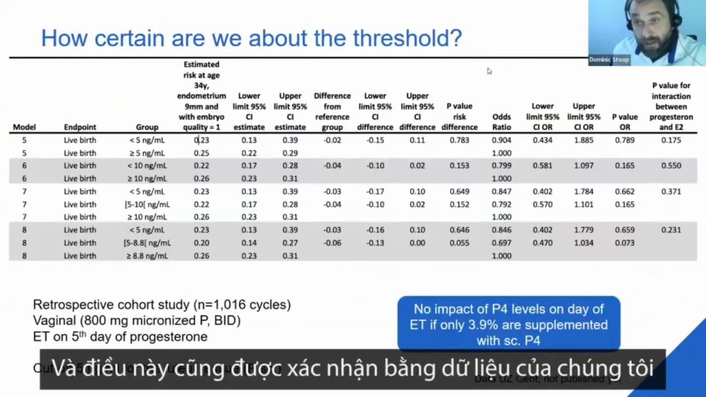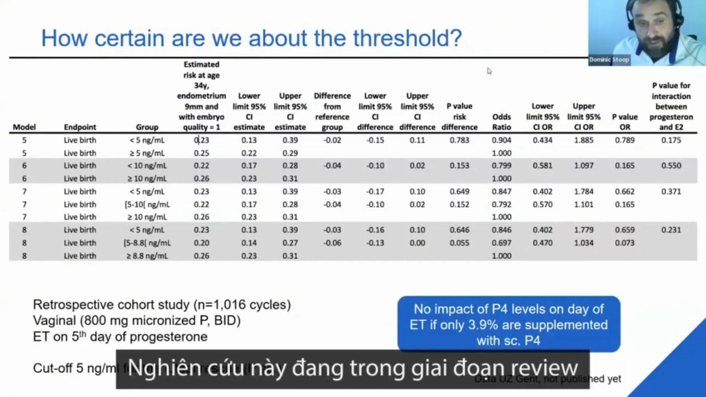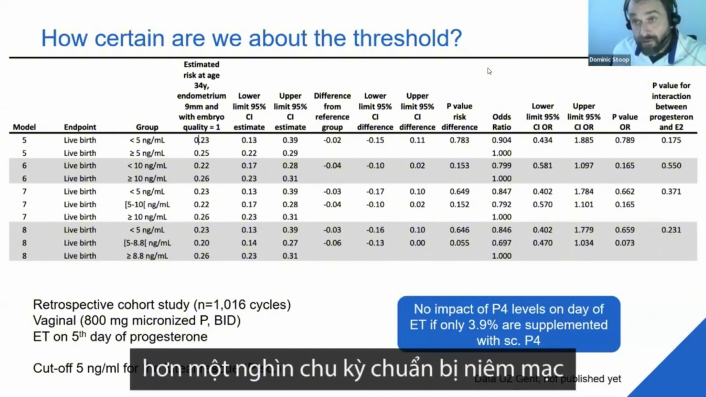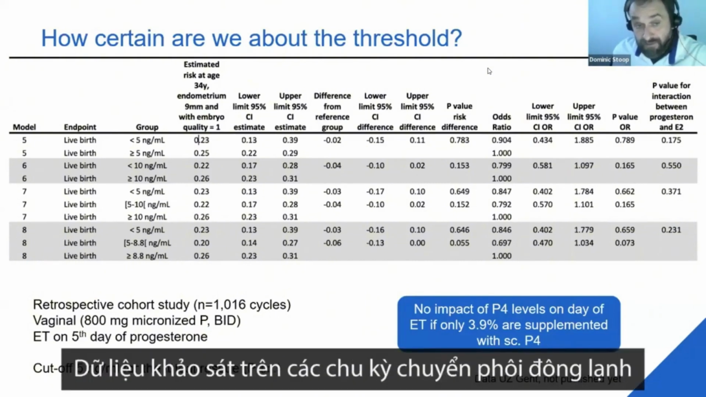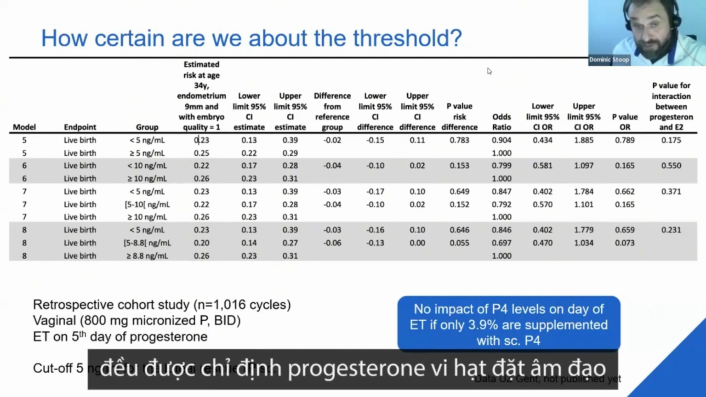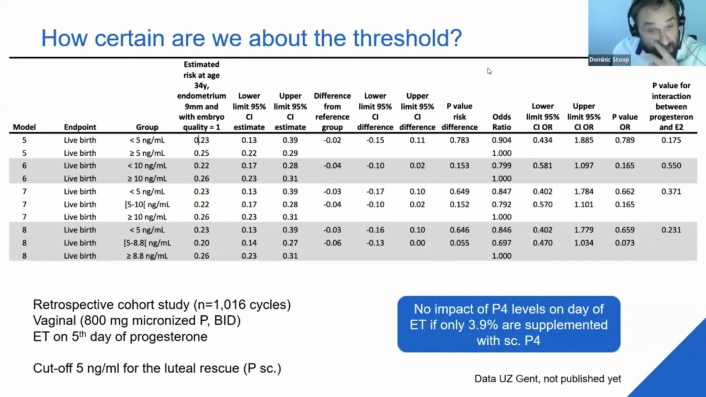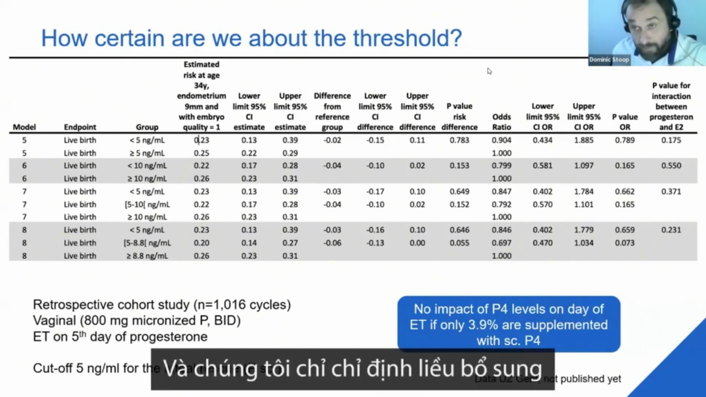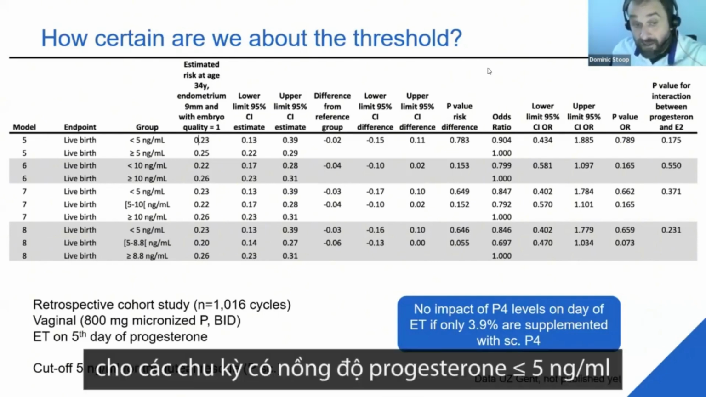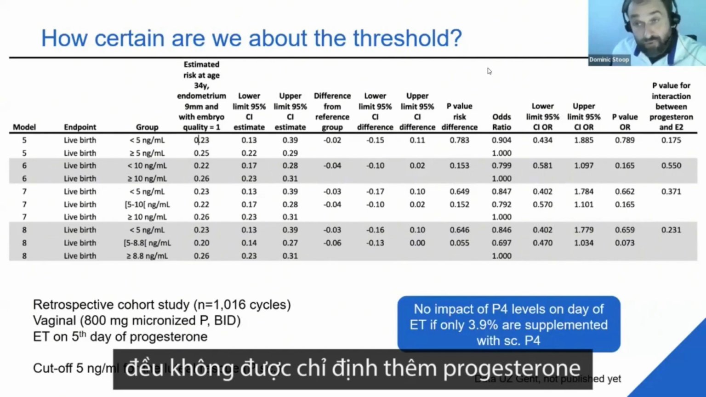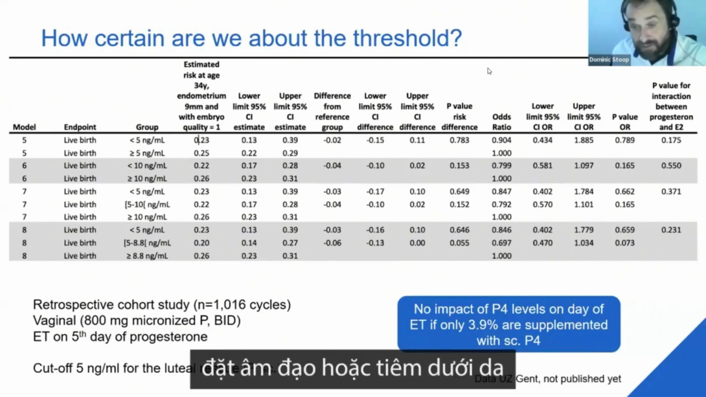And this is also confirmed from our own data. This is now under review. What we've done, we looked in our clinic retrospectively at over 1,000 cycles of artificially prepared cycles, so frozen embryo transfer cycles. They were all given vaginal micronized progesterone, 800 milligrams a day, 400 in the morning, 400 in the evening, and we only supplemented the cycles with 5 nanogram per ml or less. And so all those above were not given any additional progesterone, either vaginally or subcutaneously.